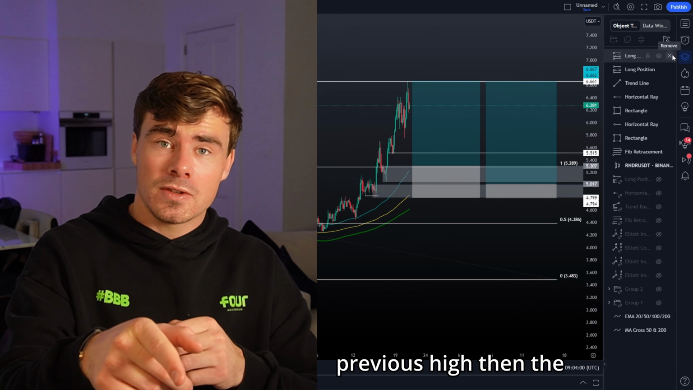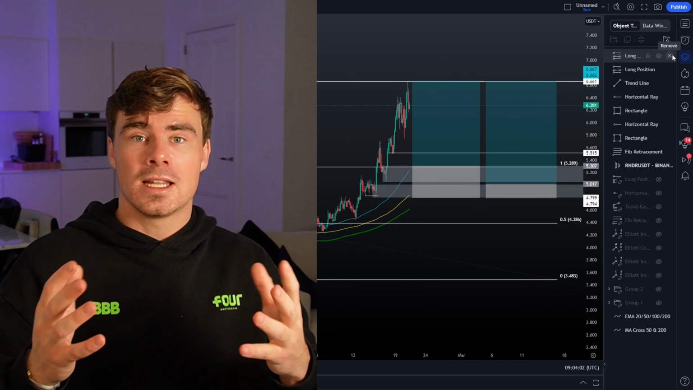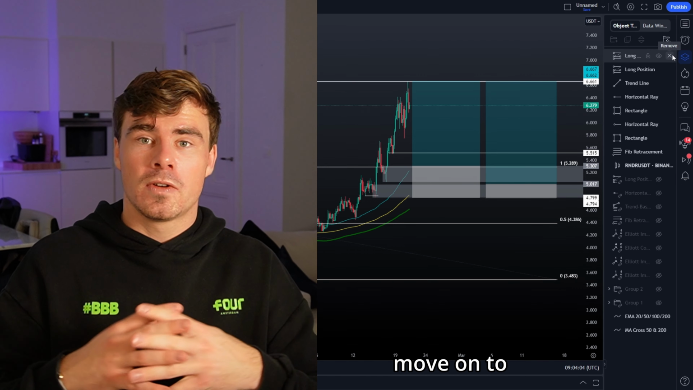If we take out the previous high, then the setup becomes invalidated. Let's see if we can get filled or not, and let's move on to the next trade.